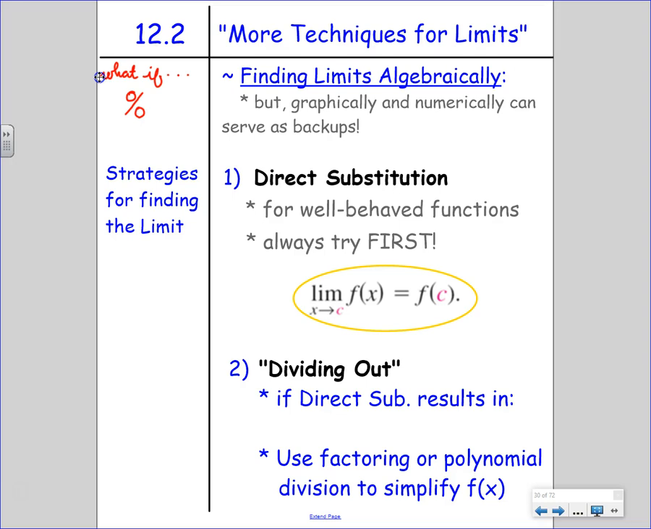Now here's one more thing we should probably write down. Holes are called removable discontinuity, which gives us the idea maybe we can do something algebraically. Hey, that's the title, right? Finding limits algebraically. Maybe we can do something to remove the hole, to ignore the hole, to not think about the hole.